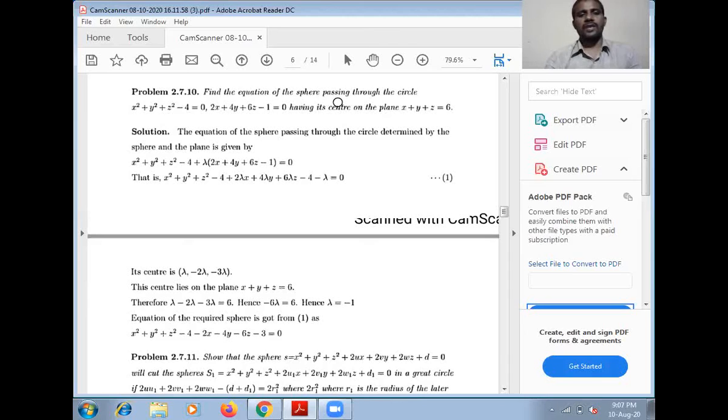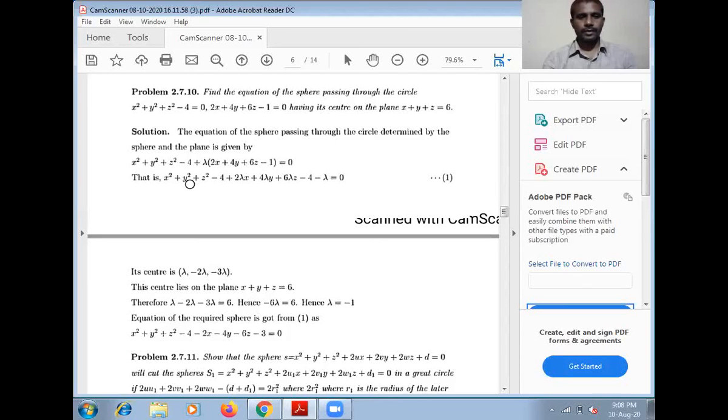So what is given here? The circle equation is given. Circle equation means S equal to 0 and pi equal to 0. Both represent a circle equation. But we know the equation of the sphere is S plus lambda pi equal to 0. So the equation of the sphere passing through the circle determined by the sphere and the plane is given by S plus lambda pi equal to 0. So S means x square plus y square plus z square minus 4, plus lambda of 2x plus 4y plus 6z minus 1 equal to 0.